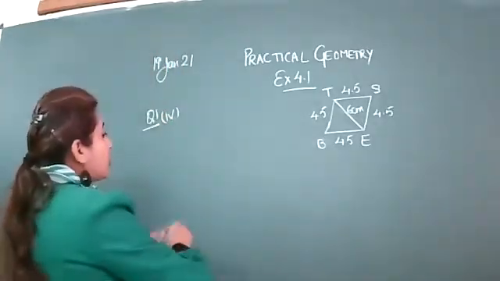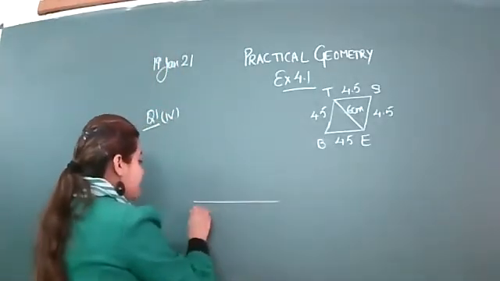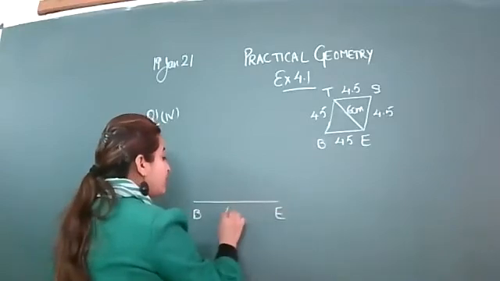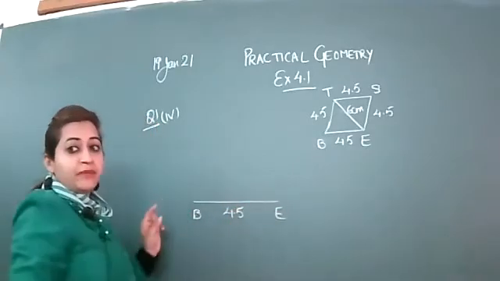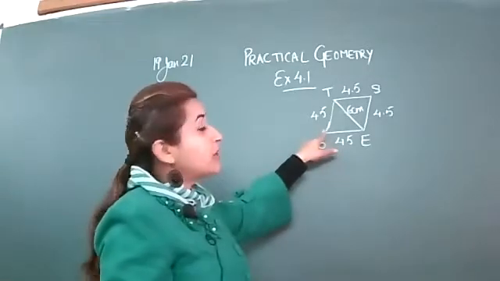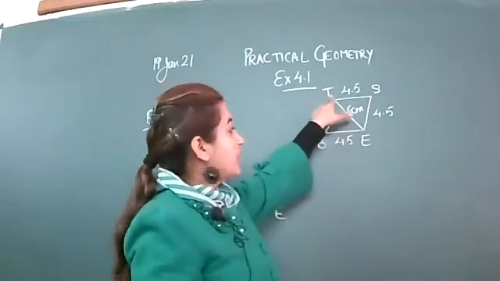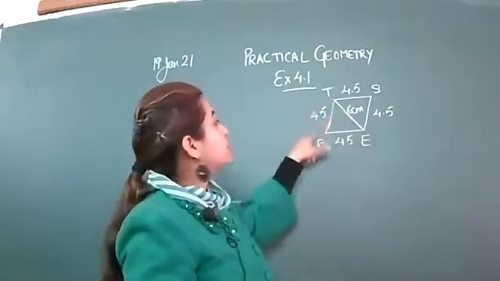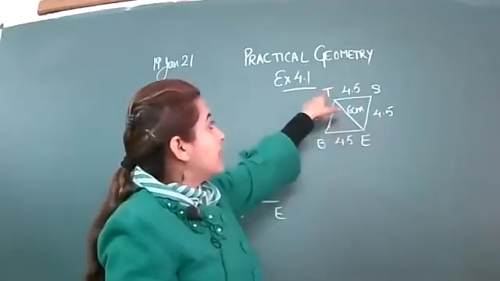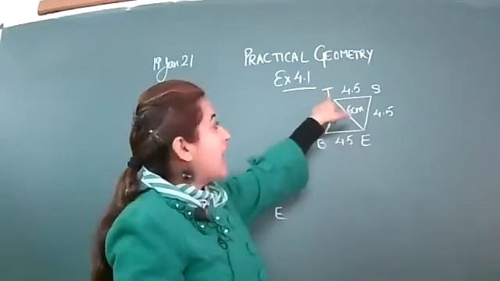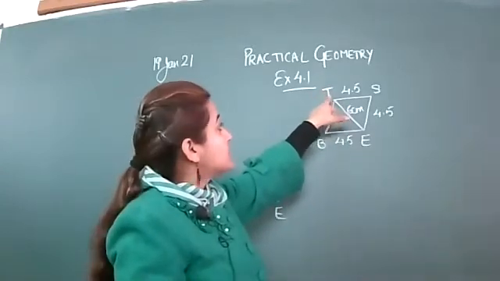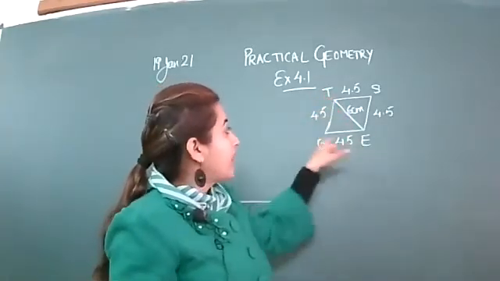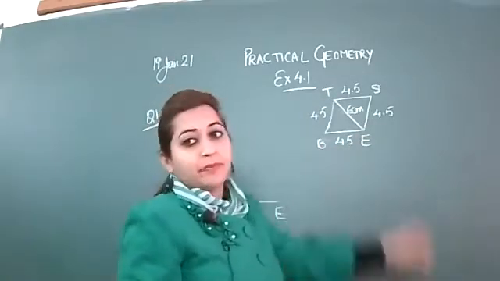So firstly, you will draw the base BE as 4.5 centimeter. Then from B, you will put an arc of 4.5, and from E, you will put an arc of 6 centimeter, which cuts the previous arc of 4.5 at T. So this T will form a triangle BET.